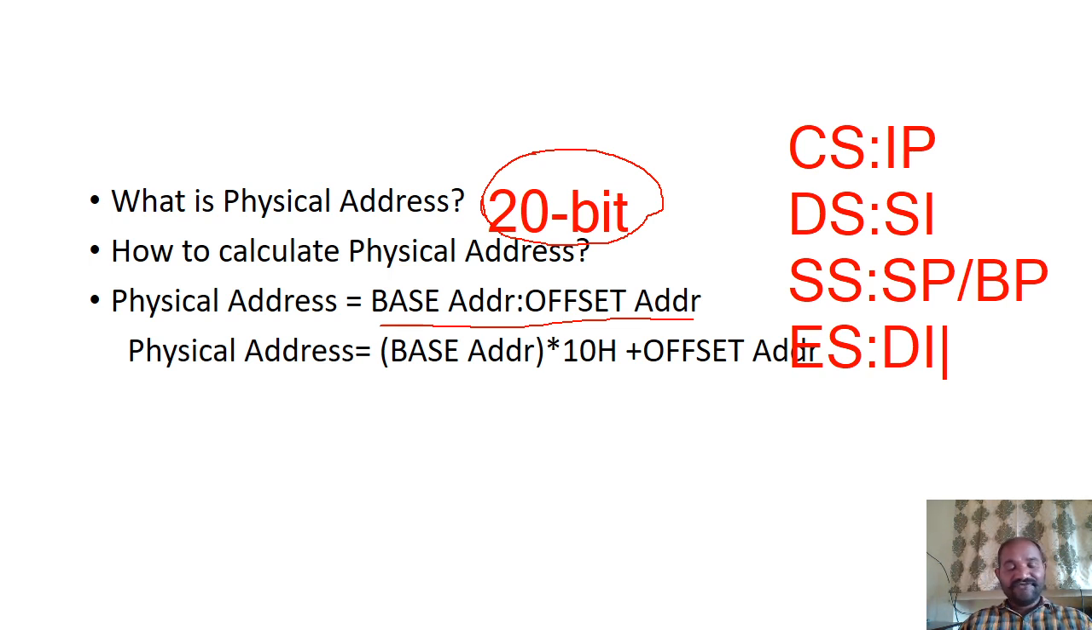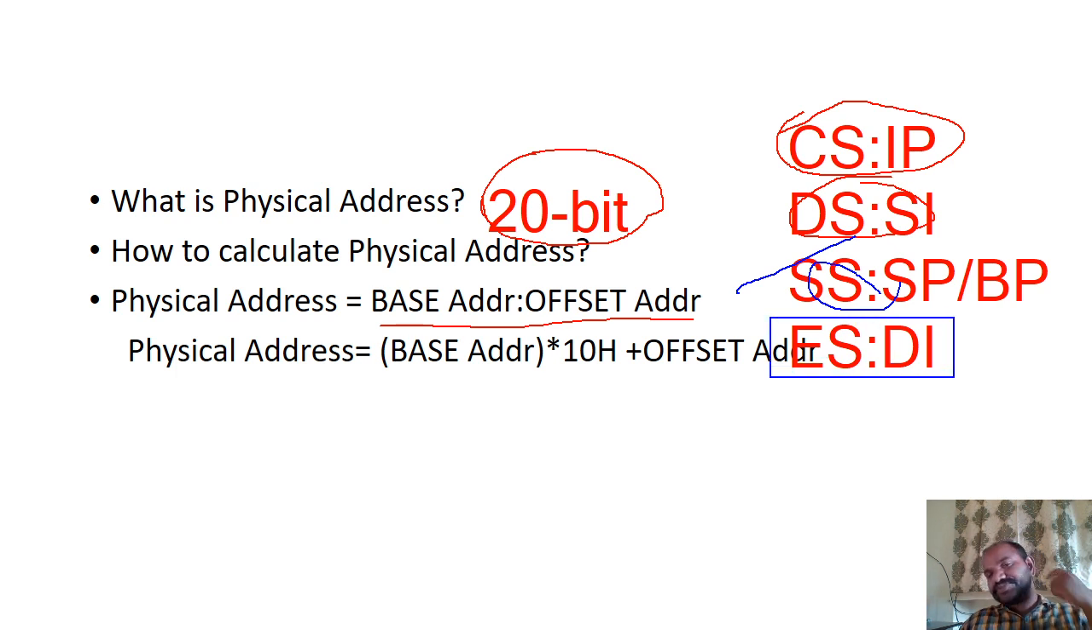These are the physical addresses. This combination represents the 20-bit physical address for the code segment, this one the 20-bit address for the data segment, this one the 20-bit address for the stack segment, and this one the 20-bit address for the extra segment. Now, how exactly are these two 16-bit addresses, the base address as well as the offset address, converted into the 20-bit format? That is the question.